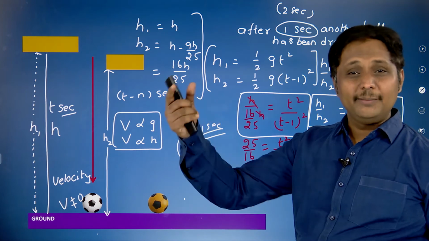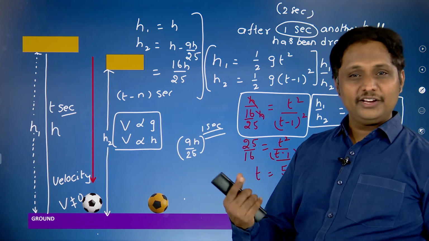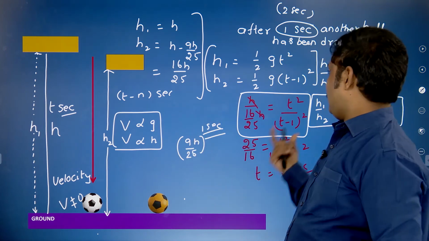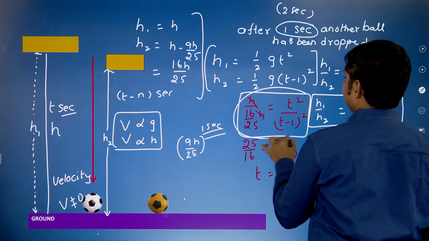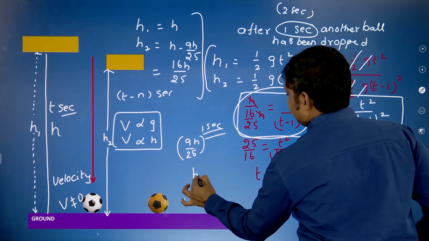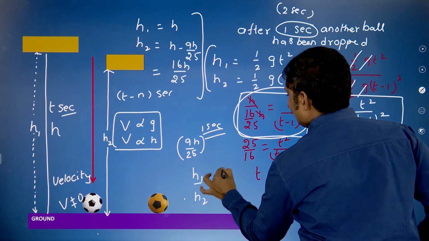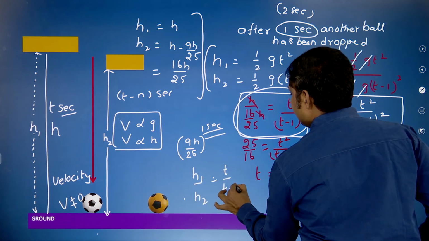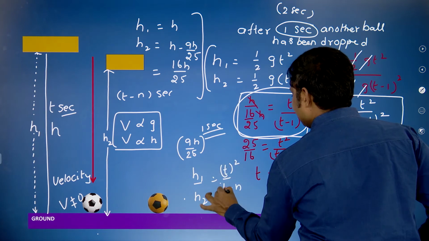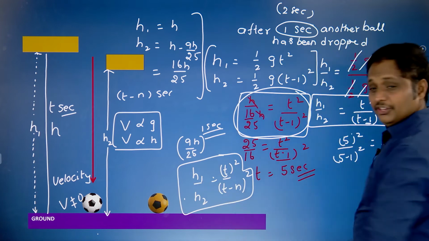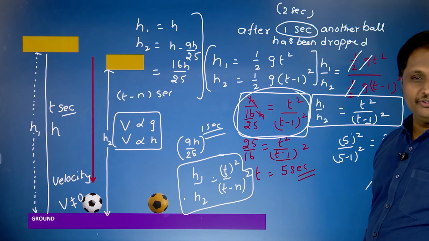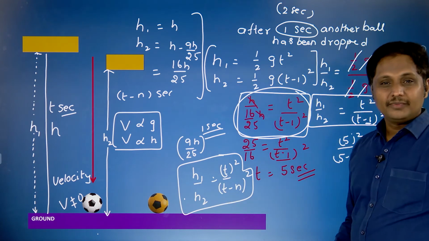That is going to be t minus 1, t minus 2, t minus 3, t minus 4, whatever you take. But you have to get that relation. That is very, very important. What is that relation? h1 by h2 is equal to t by t minus n. It's very easy for you to get that relation. By using this relation, you will solve the problems. This is very important, right?